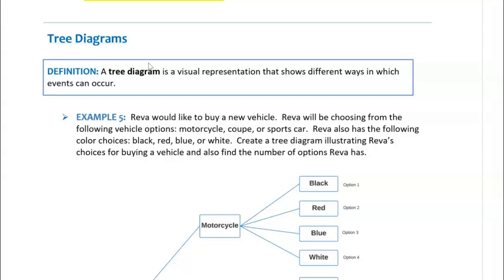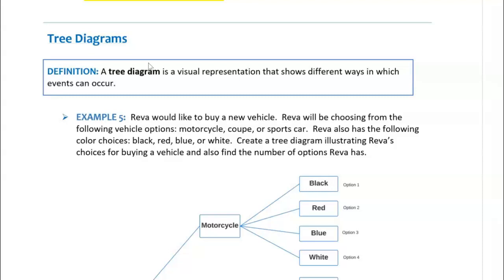Example 5. Reva would like to buy a new vehicle. Reva will be choosing from the following vehicle options: motorcycle, coupe, or sports car. Reva also has the following color choices: black, red, blue, or white. Create a tree diagram illustrating Reva's choices for buying a vehicle and also find the number of options Reva has.